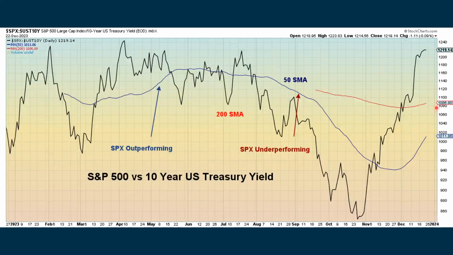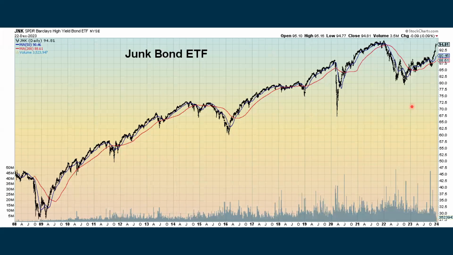And then we look at the S&P 500 and compare it with the yield on the 10-year, showing that stocks are really outperforming, even though they're in a longer-term downtrend. The more we can stay above both of these lines, the quicker we'll get a golden cross. Here's the junk bond ETF, which tends to follow the stock market. It has been performing well lately.